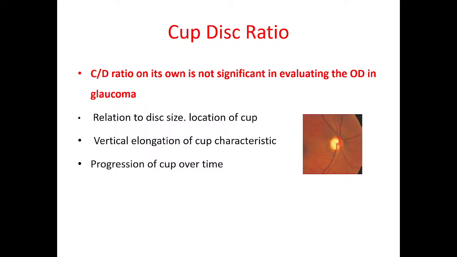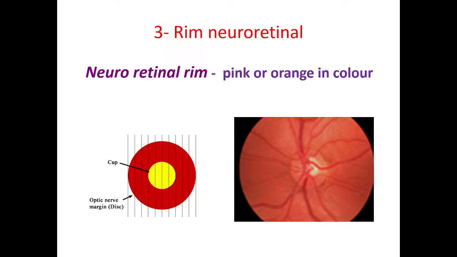Okay. Vertical elongation is very characteristic, and when we follow the patient, we follow the progression of the cup size. Today the patient came with 0.4, and when he comes after one year it has become 0.6, which means there is a loss of nerve fibers. That's why the cup is larger. So we always follow and see whether there is progression of the cup or not.